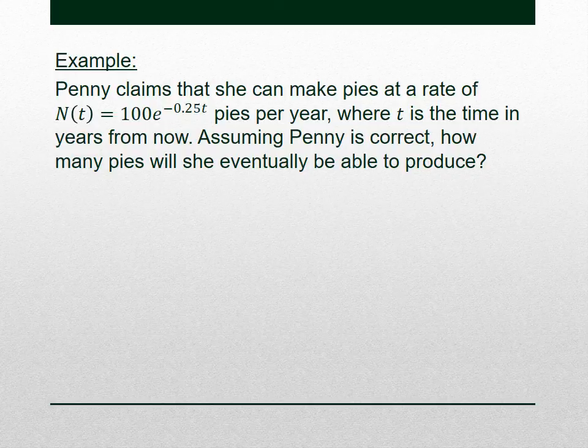All right, so there's two things going on here. One, this eventually, right? So if we're talking about time and we say eventually, that should make you think that time is going to infinity, right? We're saying forever and ever and ever, how many will she eventually be able to make? So that means we want to say if you give her unlimited time and you say time goes on forever.